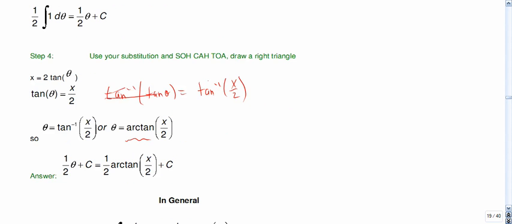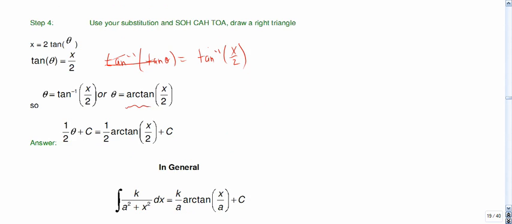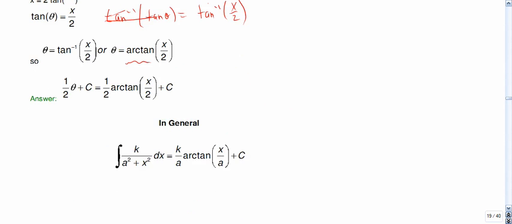So I want to generalize this before we go farther. And here's the rule we're going to be using. In general, if we have a constant over a squared plus x squared, no square root, has to look very much like this or could be written in this form, the antiderivative of that will be k over a arctan x over a plus c.